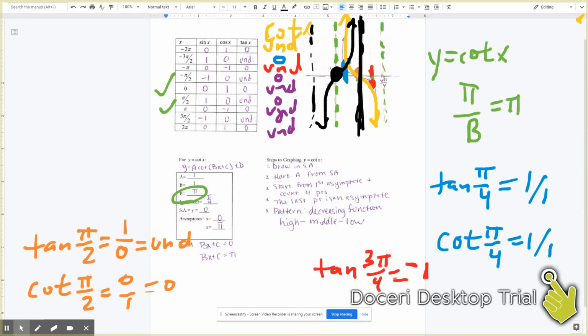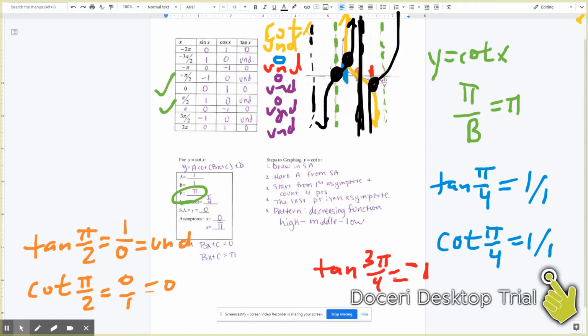Here, this is where tangent has a vertical asymptote. Cotangent hits the sinusoidal axis. Right, both of these points have the same high point right here, and if I graphed another period of tangent, they would both have a low point right there.